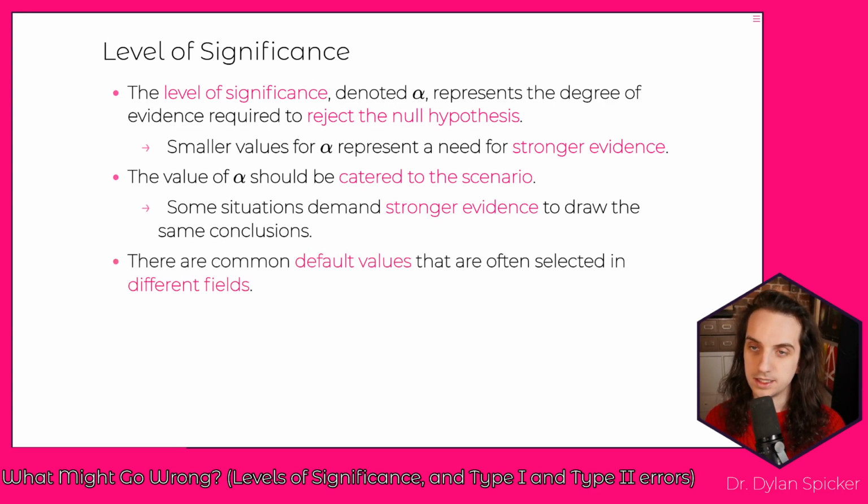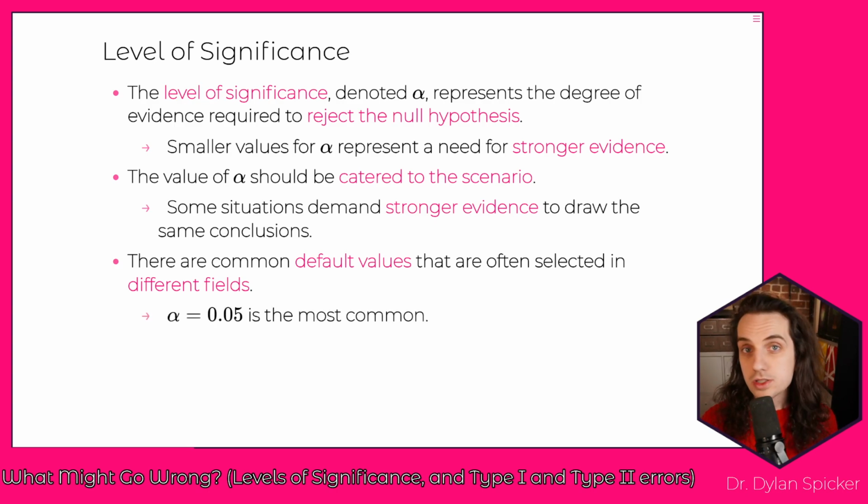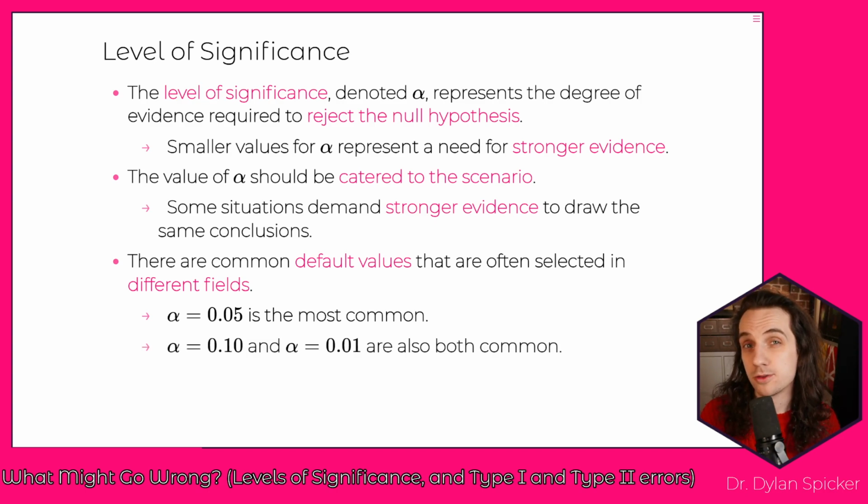So some situations require stronger evidence in order to draw the same conclusions. Now, despite the fact that the level of significance should be selected on the basis of the scenario that we're looking at, there are some common default values that are often selected across different fields. The most common that you're going to see is taking alpha to be 5% or 0.05, but alpha equals 0.1 or alpha equals 0.01 are also both very common. If you're working in a field, you're very likely to see everyone using one of these three values, regardless of what they're testing. Whether they're testing something that matters a lot, or something that doesn't matter at all, they're going to be picking from one of these three values.